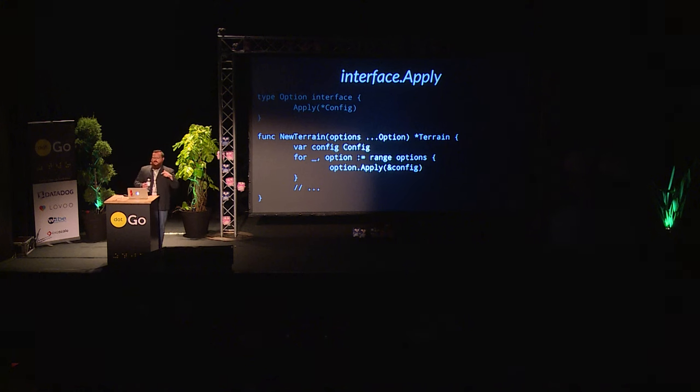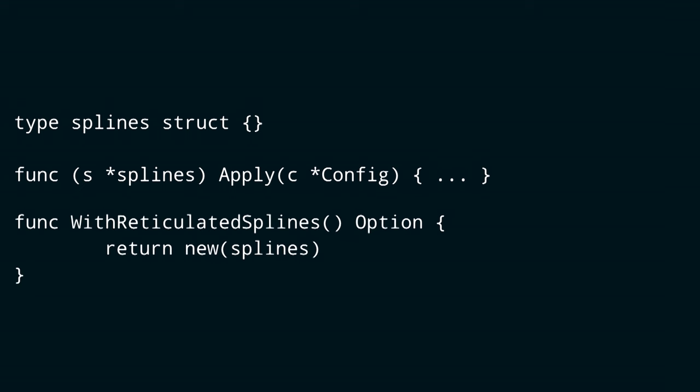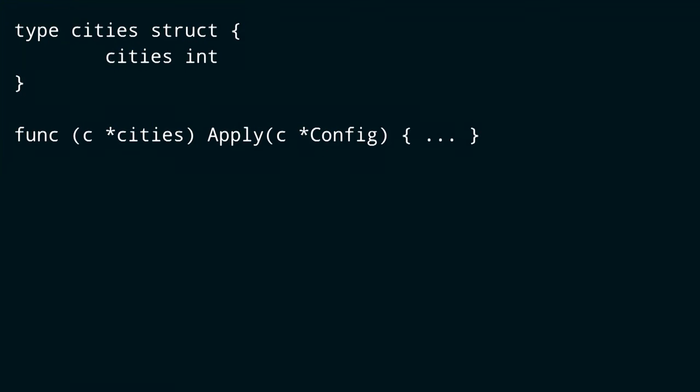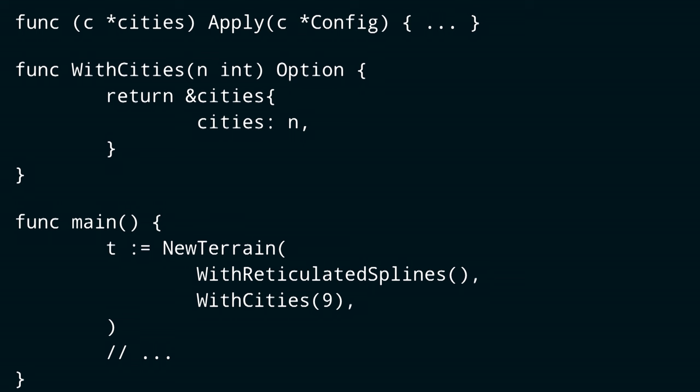So let's take a look at the other side. What does it look like when you need to declare an option? Because we're passing around interface implementations, we need to declare a type to hold that apply method. We also need to declare a constructor to return our spline's option implementation. And hopefully, you've already picked up that this is more code. Now, to write with cities using our option interface, we need to do a little bit more work. In the previous functional version, the value of n, the number of cities we want to create, was captured lexically for us in the declaration of that anonymous function. Because we're using an interface, we need to declare a type to hold the count of cities. And we need then a constructor to make sure it's properly assigned. And in putting it all together, we call new terrain with the result of evaluating with reticulated splines and with cities.